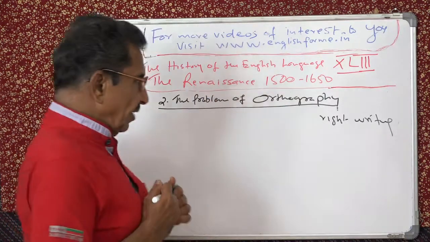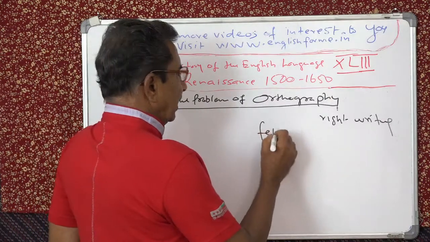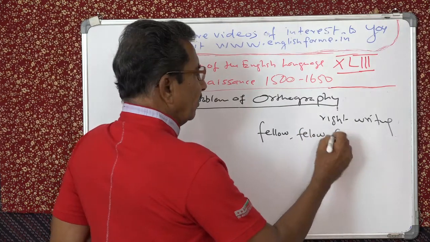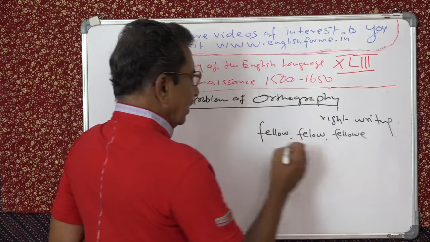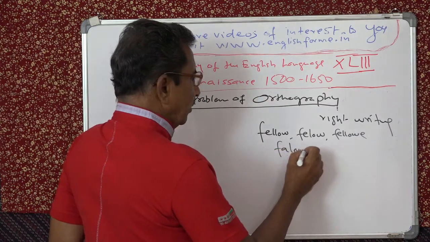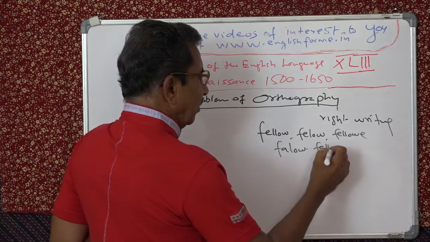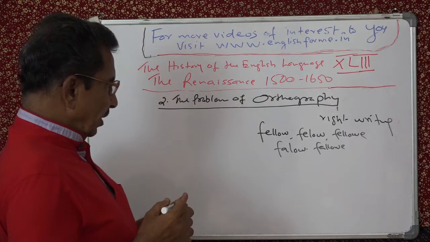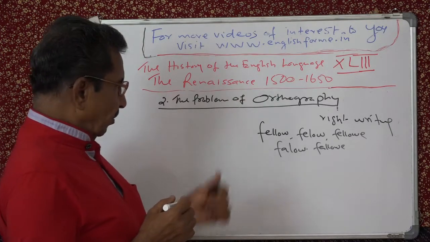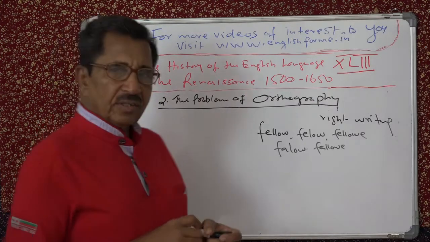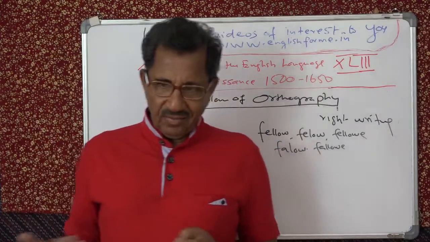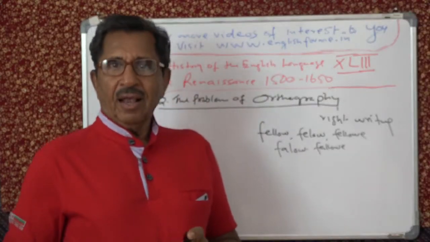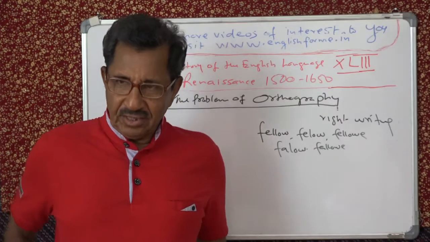For example, a word like fellow: F-E-L-L-O-W, F-E-L-O-W, F-E-L-L-O-W-E, F-A-L-O-W, F-A-L-L-O-W-E. See, like this. These are different ways of writing fellow, and so on. So that means it was wrong writing. It was neither fixed nor phonetic.